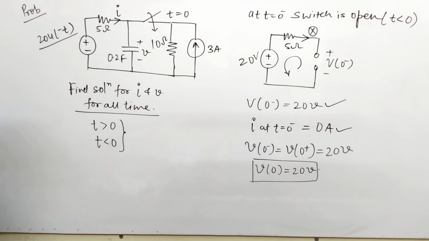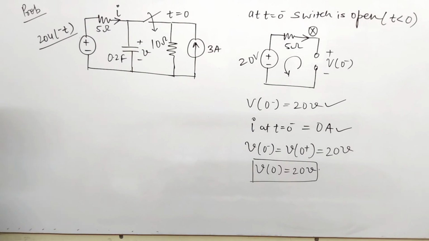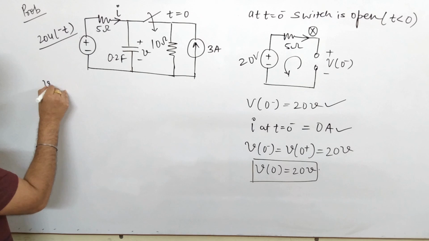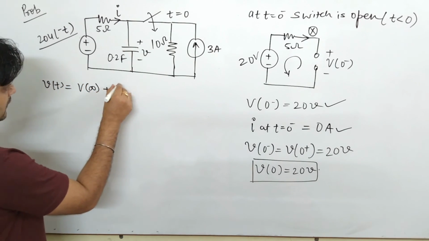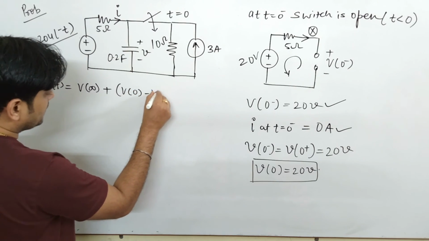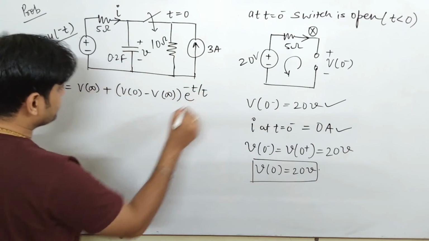Why? Because the solution for the voltage across the capacitor V(t) is given by V(infinite) plus (V0 minus V(infinite)) e to the power minus t by tau.